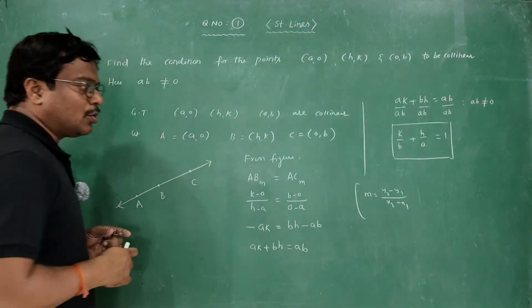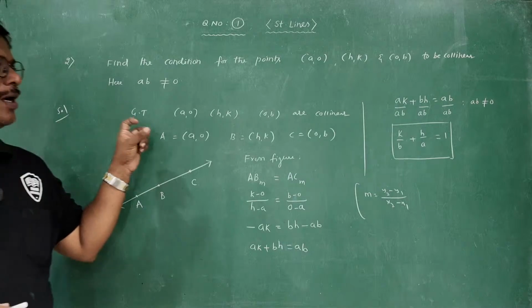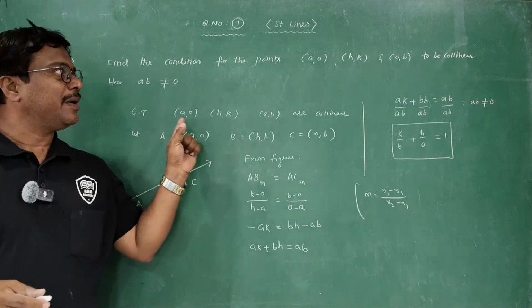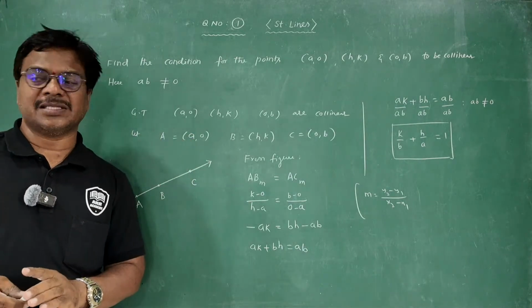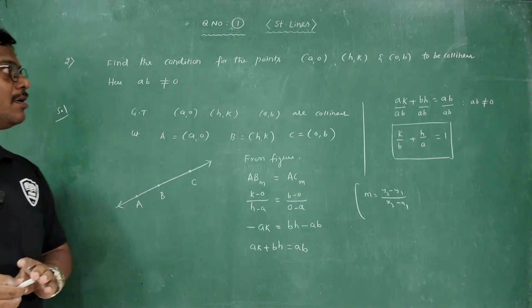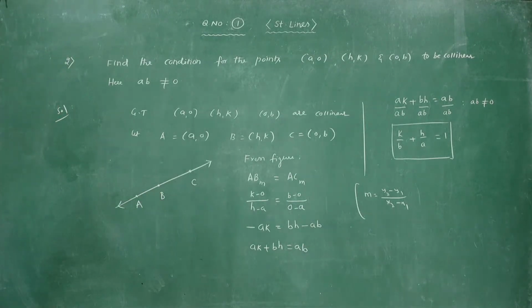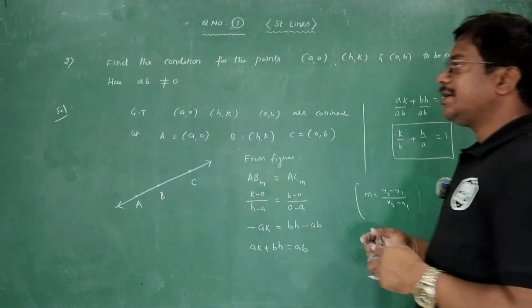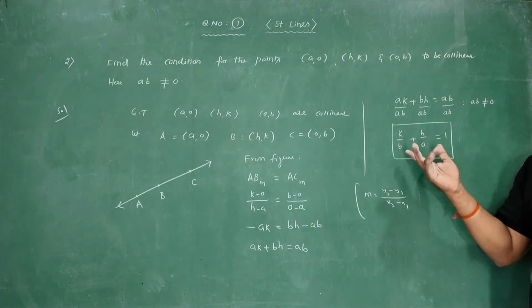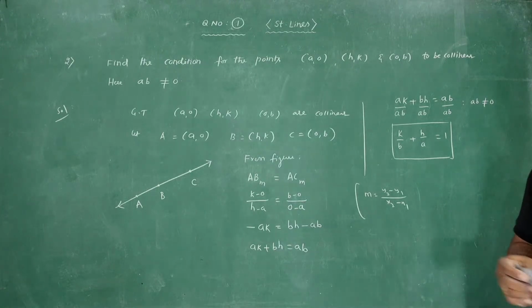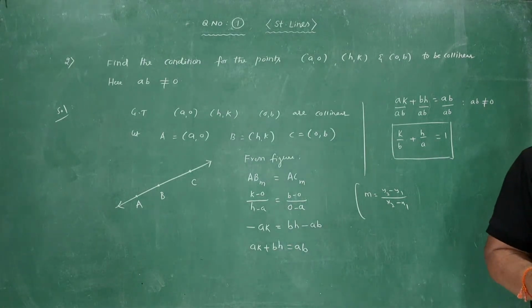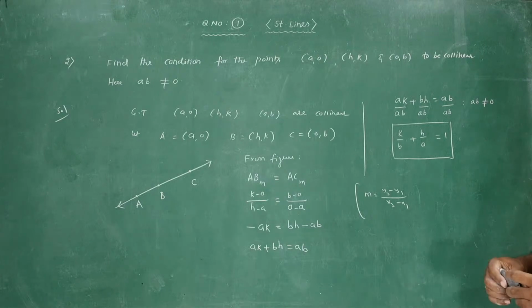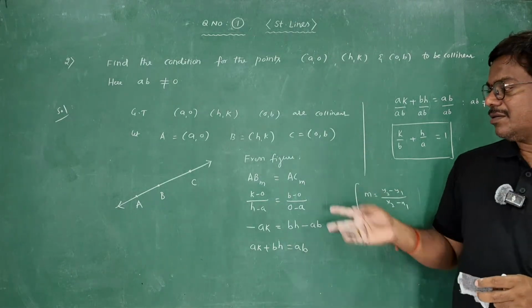So this is a 2 marks question, and you may also follow the determinant method for collinearity of 3 points. You may follow either slopes equal or determinant 0, or you may use different methods. Area of triangle also 0, right? So different methods are there, but I am going to follow this one.